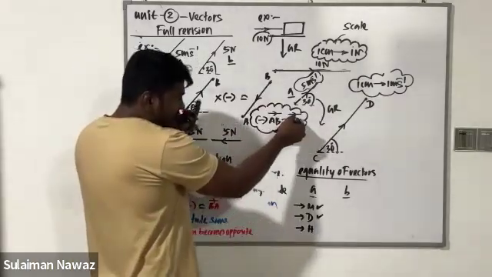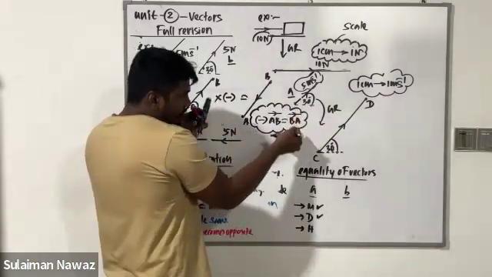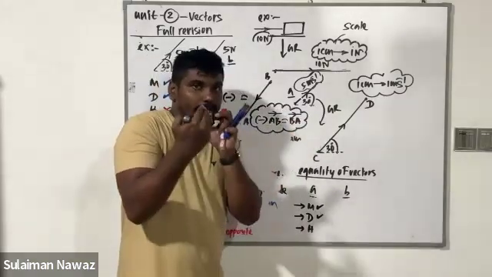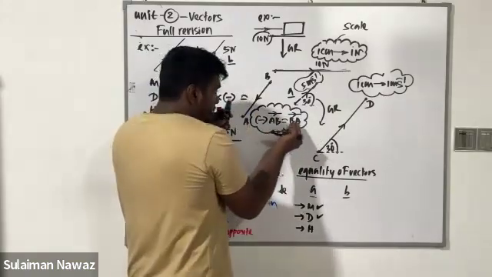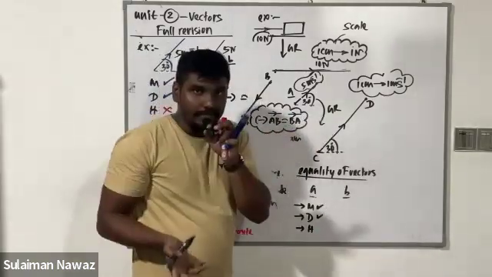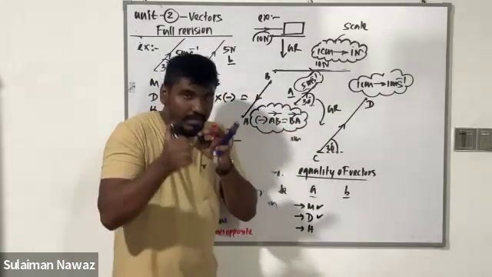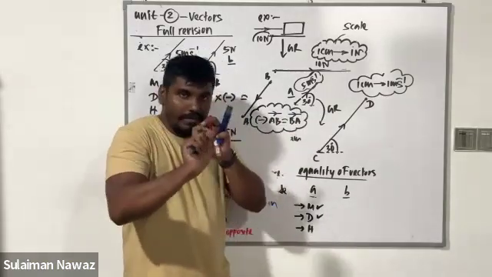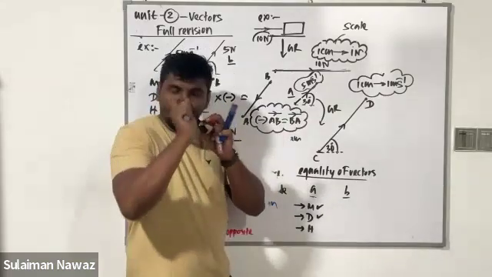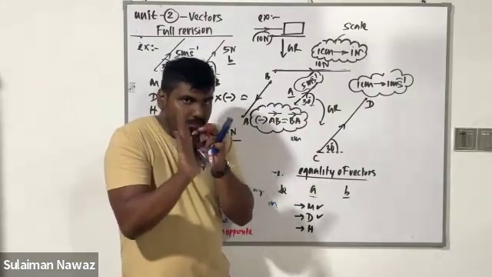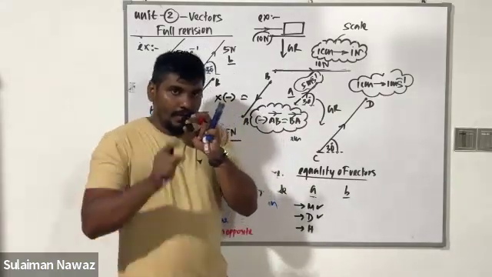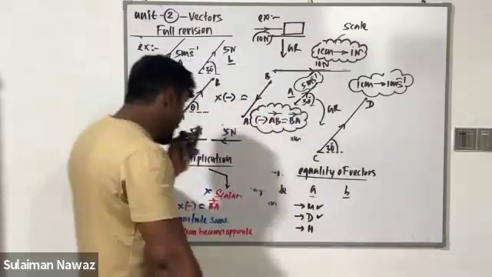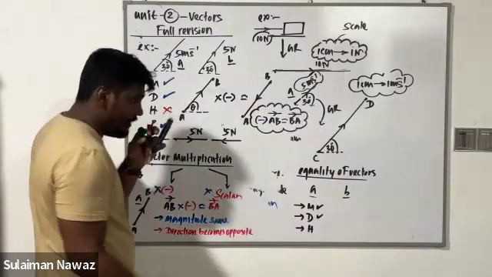When you multiply vector BA by minus, what do you get? That is equal to vector AB. So the idea is simple. If there is a vector and you multiply it by minus, only the direction changes. The magnitude is the same. That is an important point. Next is multiplication of a vector by a scalar.